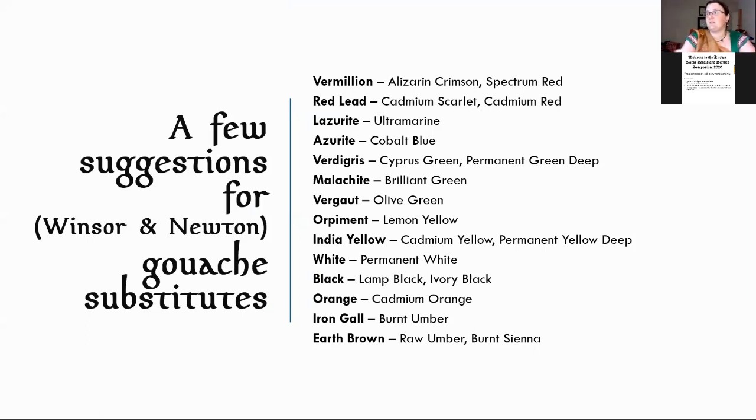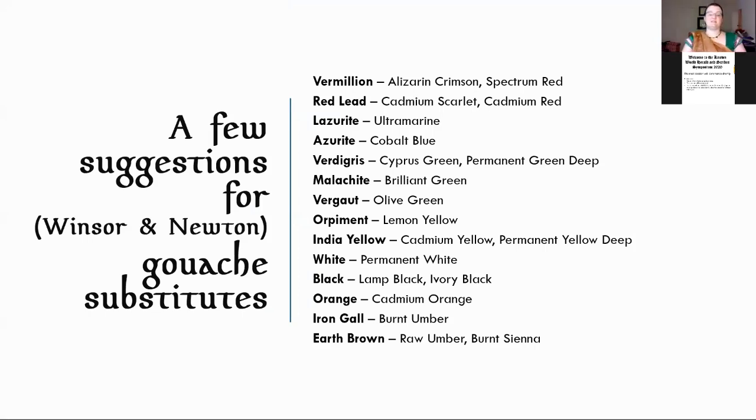But your vermilion, you can get it from Alizarin Crimson or Spectrum Red. Red lead can be cadmium scarlet or cadmium red. They have an ultramarine, so you're good on that. Their cobalt blue is good for azurite. For verdigris, you can use cypress green or permanent green deep.